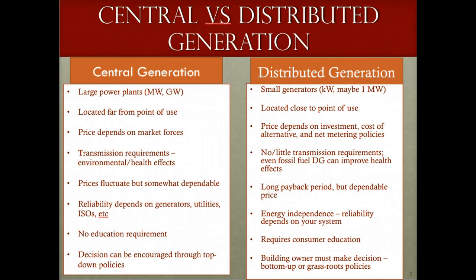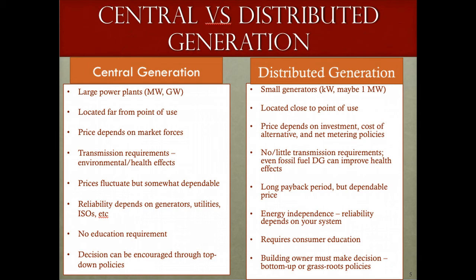You should be aware that when people talk about electricity, they are usually referring to the dominant paradigm of centralized electricity generation that is the basis for the U.S. electricity grid. In this paradigm, large power plants of the megawatt or gigawatt scale, which are located far away from where the electricity is being used, supply electricity across high voltage transmission lines.